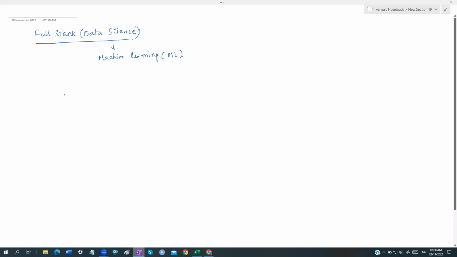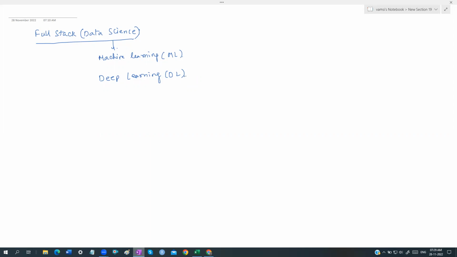After machine learning, you will have another concept, which is deep learning, which we call DL. So machine learning and deep learning are the two common things which we generally find. Generally, we mainly find these two topics.